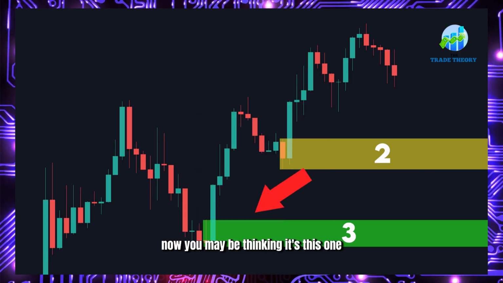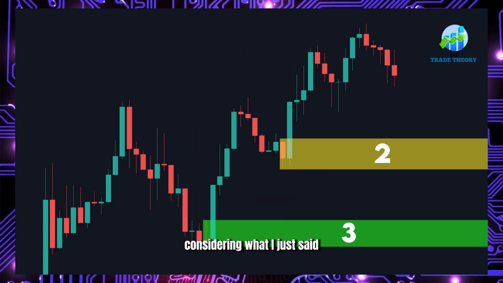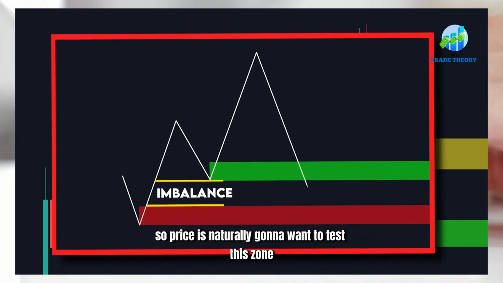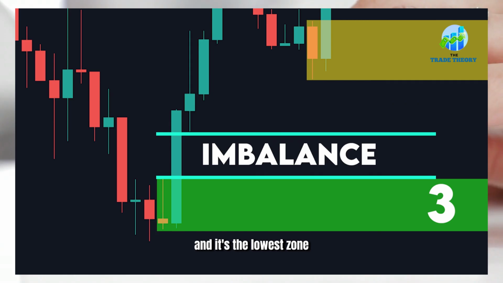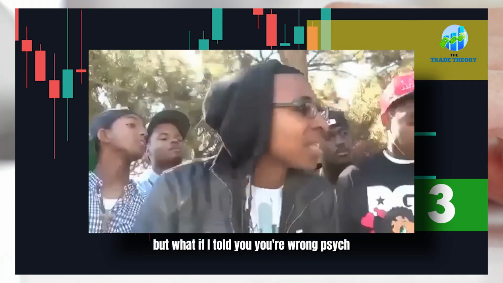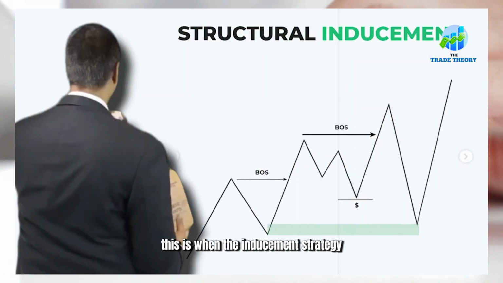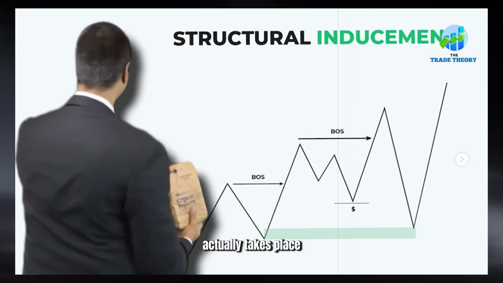That leaves us with just 2 zones to choose from. Now, you may be thinking it's this one. Considering what I just said, there's an imbalance right below zone number 2, so price is naturally going to want to test this zone. And it's the lowest zone, which probably means it's the strongest. But what if I told you you're wrong? Psych! That's the wrong number. Oh!